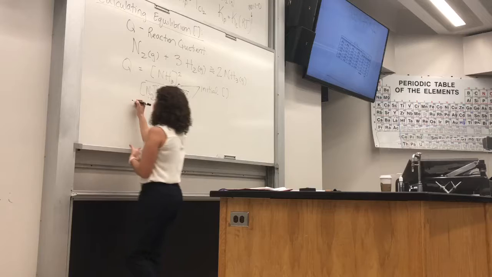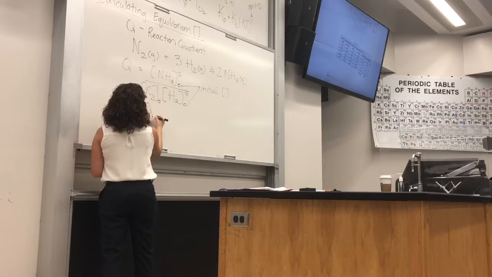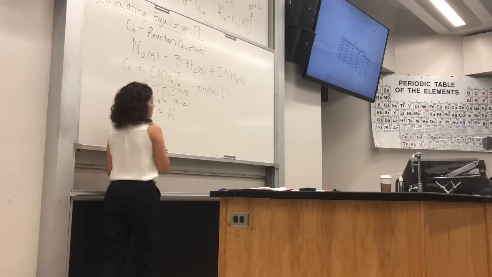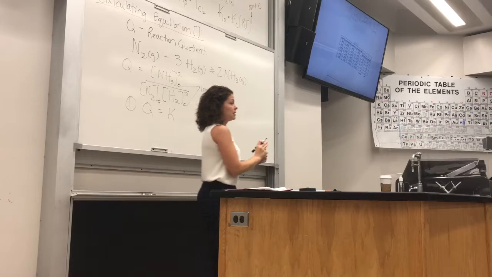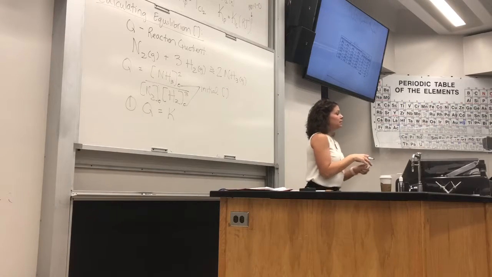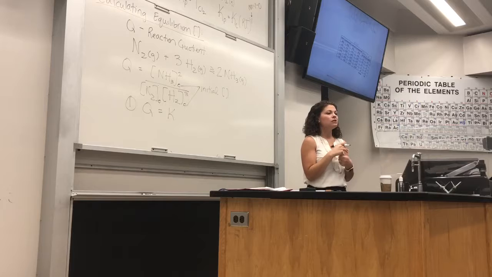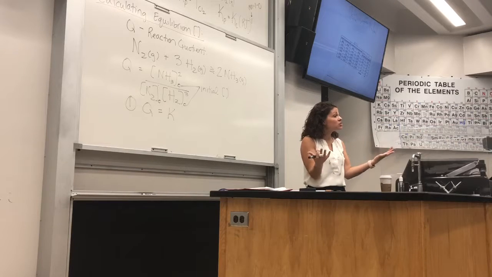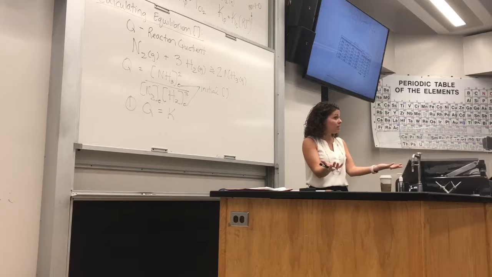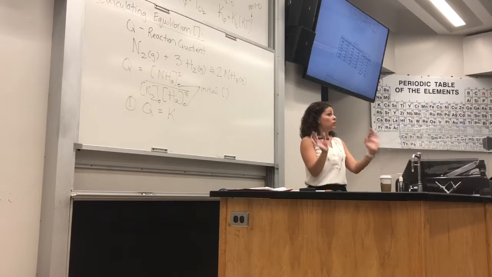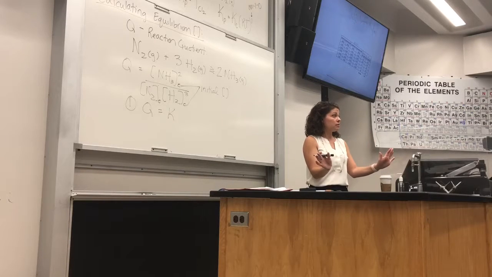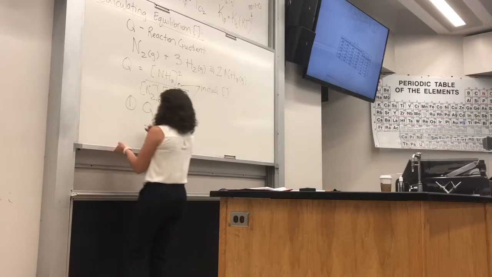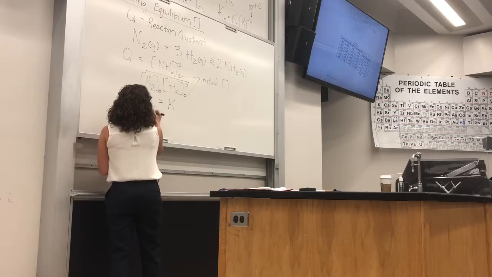The first scenario is you calculate Q and you find that Q is equal to K. What does that mean? You calculate Q and Q is equal to the equilibrium constant. Yeah, you're at equilibrium. So you didn't have a set of initial concentrations; you were actually given a set of equilibrium concentrations. The reaction is at equilibrium, no shift.